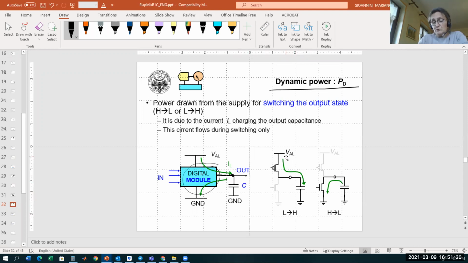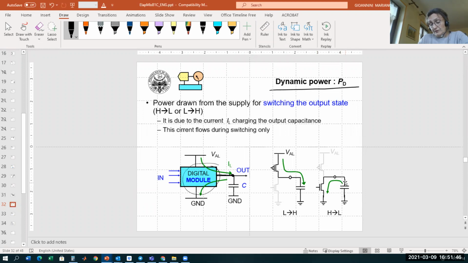During the transient, we are charging the capacitor with a current indicated here in green, and this is the charging current which is provided by the voltage supply. So during this transient, we take current from the voltage supply to charge, so to guarantee to the output our high state.